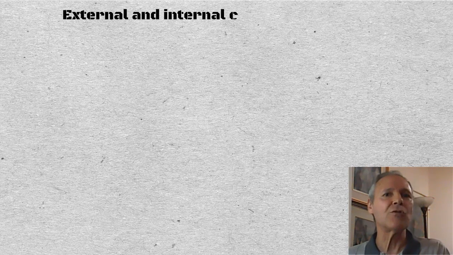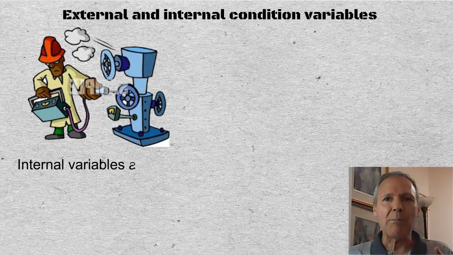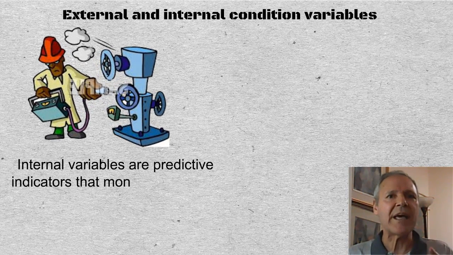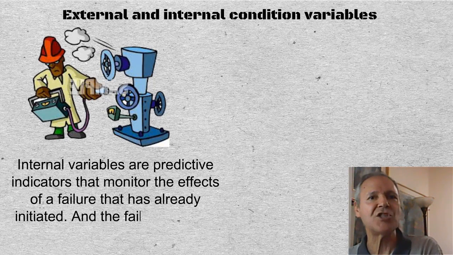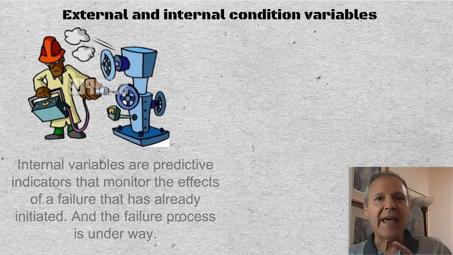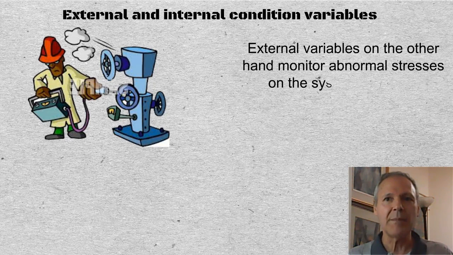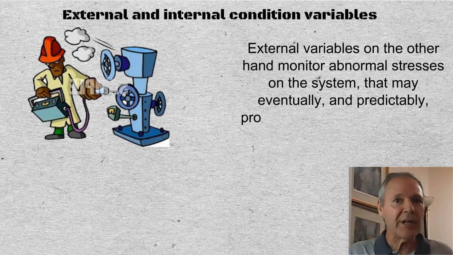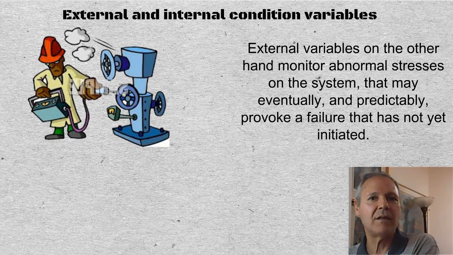The last point I'll discuss before ending this video is the distinction between an external and internal condition variable. Internal variables are predictive indicators that monitor the effects of a failure that has already initiated, and the failure process is underway. External variables, on the other hand, monitor abnormal stresses on a system that may eventually and predictably provoke a failure that has not yet initiated.